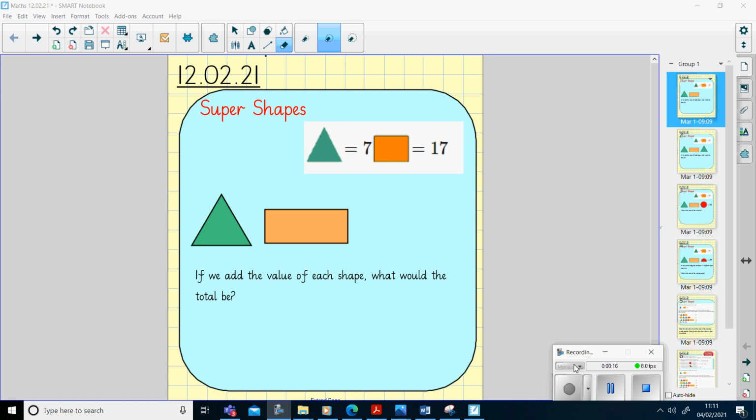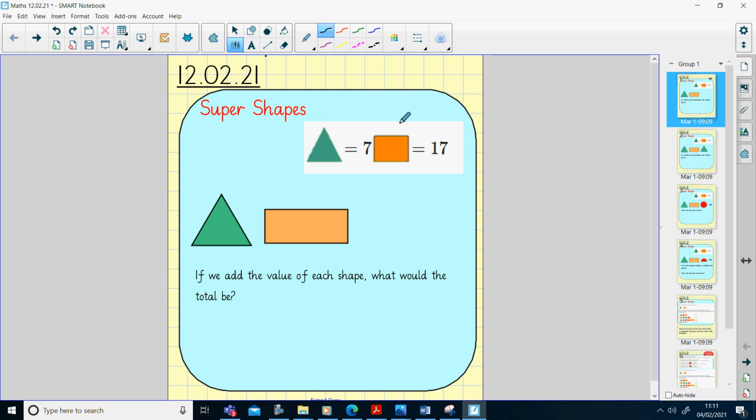So on the screen I've got some super shapes for you. I have got a green triangle that is worth 7 and I've got an orange rectangle which is worth 17. Every time you see a green triangle today, it's going to be worth 7, and every time you see an orange rectangle, it's going to be worth 17.